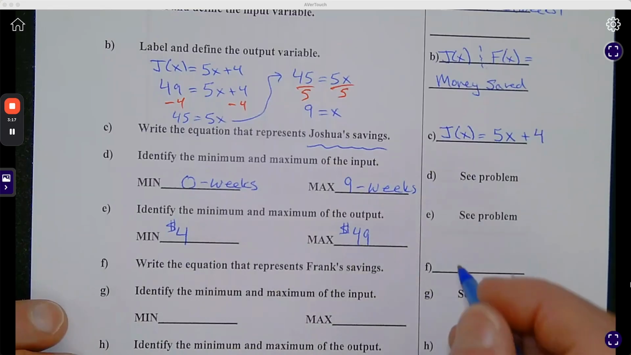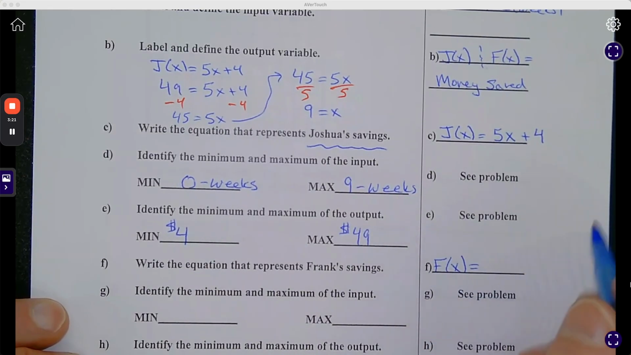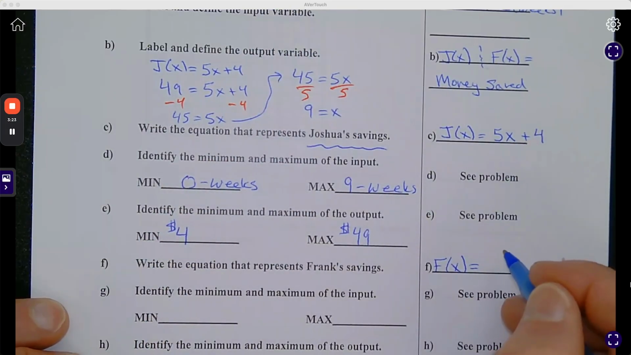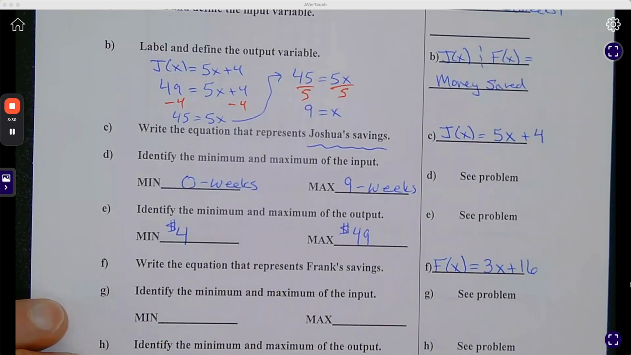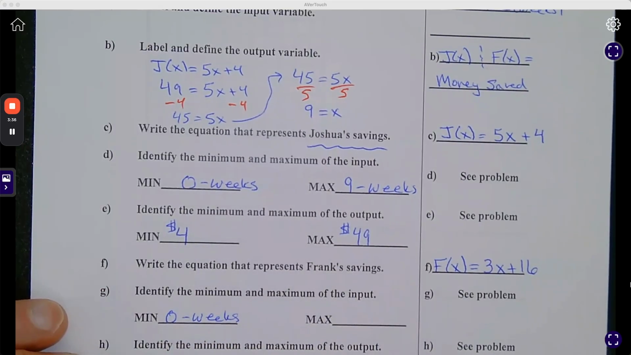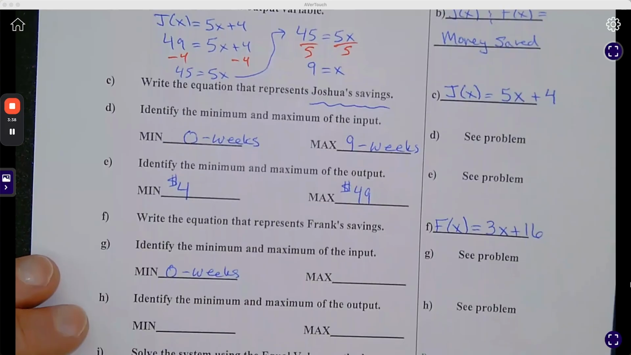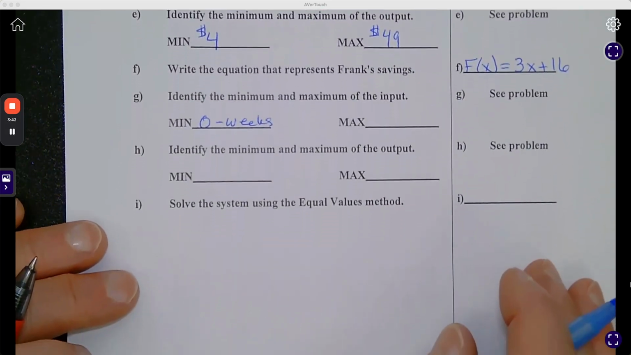Let's write an equation for Frank. F of X equals, Frank has $16 and saves $3 per week. Input value, well, the minimum input is 0 weeks. The maximum is how long it takes for Frank to save $49.